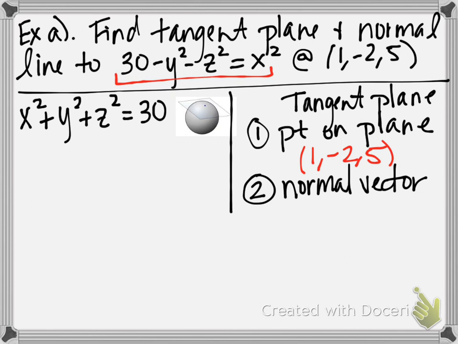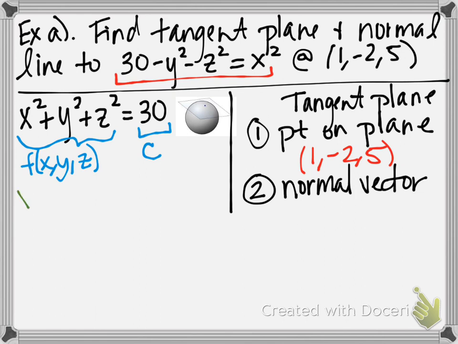So we can think of this sphere as a level surface of a function of three variables. And to get that function of three variables, you just look here at what we have on the left-hand side of the equation. So this is going to become our function. And this particular surface is just one level surface of this function, in this case, when c is equal to 30.